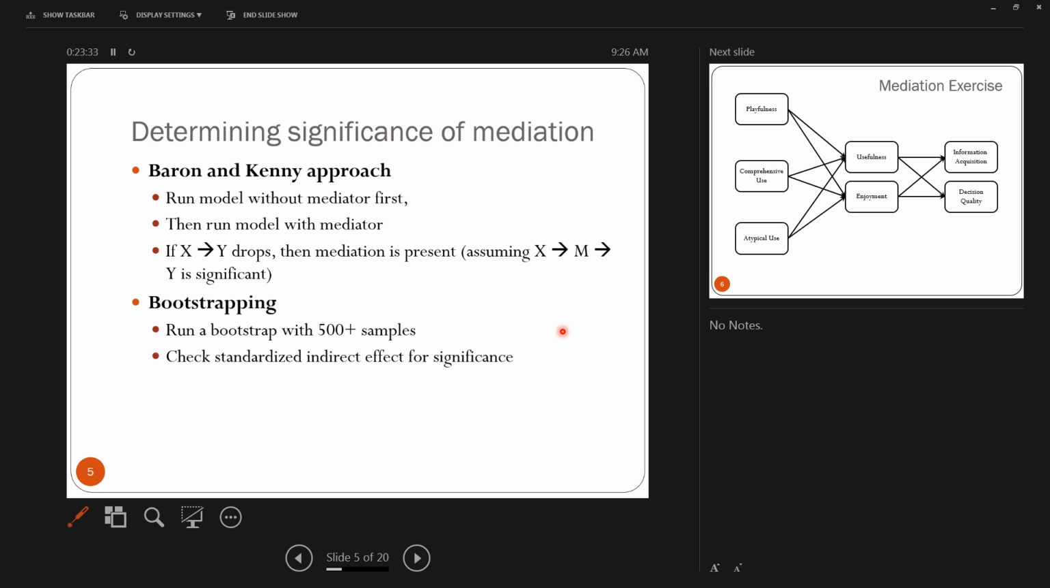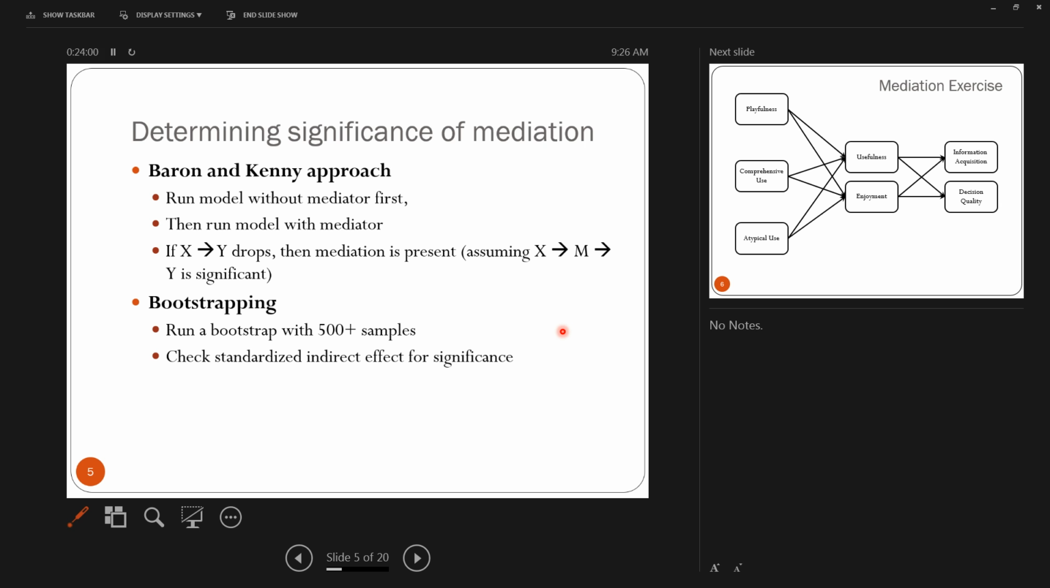And then the most important, how do you actually determine whether mediation is significant? There are several approaches, and we'll use two combined. The Barron and Kenny approach, that's referring to Barron and Kenny, is it '78, I think, something like that, 1978, or '73, or '83, or I don't know. Something like that. Look up Barron and Kenny, you'll find it.